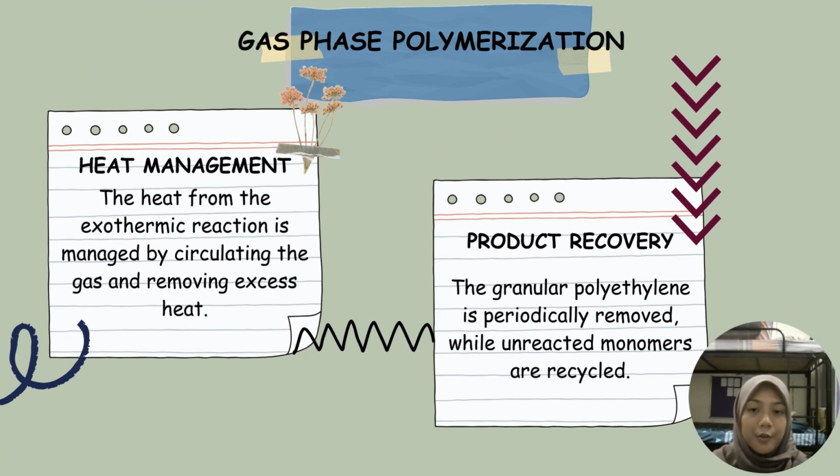Next, the fourth one is heat management. The heat from the exothermic reaction is managed by circulating the gas and removing excess heat. And then the last one is product recovery. The granular polyethylene is periodically removed, while unreacted monomers are recycled.